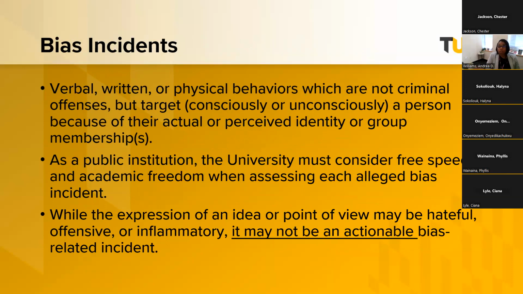Bias incidents. Usually bias incidents are verbal, written, or physical behaviors which are not criminal offenses, but they usually are targeted, unconsciously or consciously, towards a person because of their actual or perceived identity or group membership. As a public institution, like I stated before, that's what Towson is, the university must consider free speech, but be mindful of what that speech looks like. While the expression of free speech is a great idea and a point of view, the point of view may be hateful, offensive, or inflammatory towards people and could cause bias-related incidents.